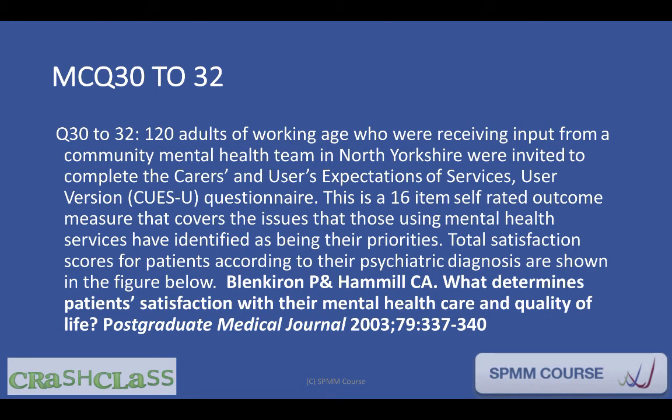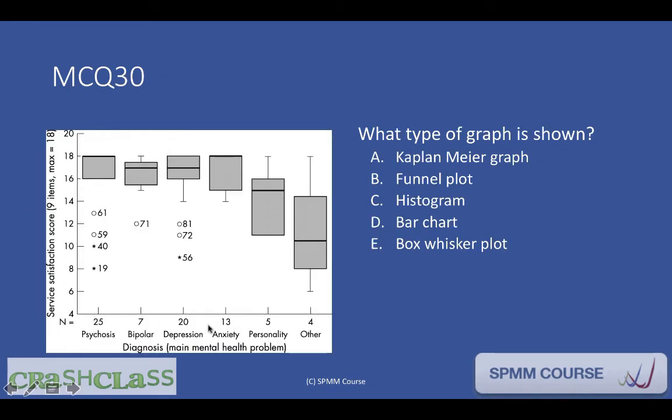Questions 30 to 32. 30. 120 adults of working age receiving input from a community mental health team in North Yorkshire were invited to complete the Carers and Users Expectation of Services, user version questionnaire. The 16-item self-rated outcome measure covers the issues that people using mental health services have identified as being their priorities. Total satisfaction scores for patients according to the psychiatric diagnosis are shown in the figure below. So this is the total satisfaction score. What type of graph is this? Yeah, you know the answer for this. This is a box whisker plot.